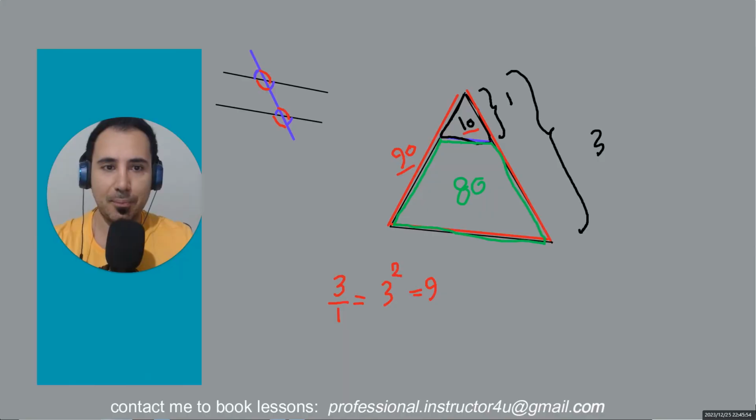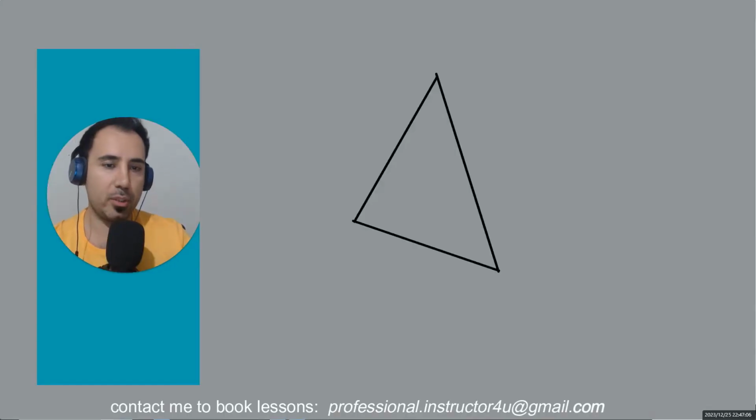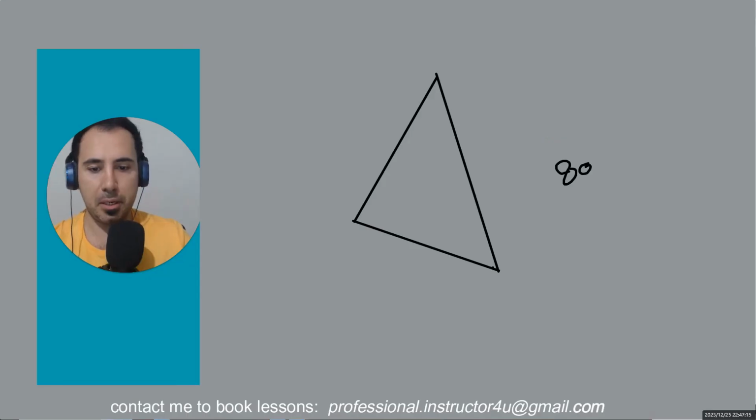Let's just see how. One more thing before we start. Imagine the area of this triangle is 80 units. And from here randomly, I'm going to go and separate these two like this.